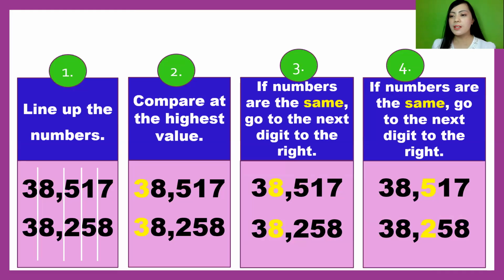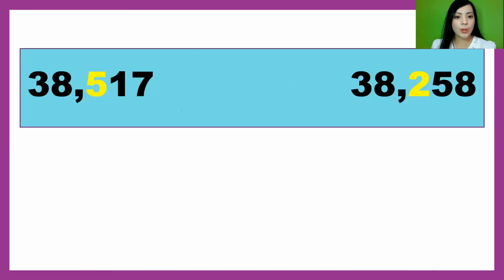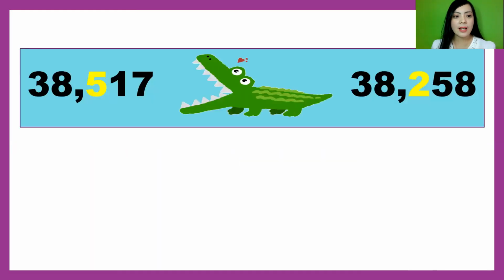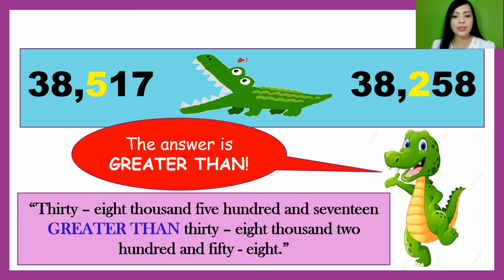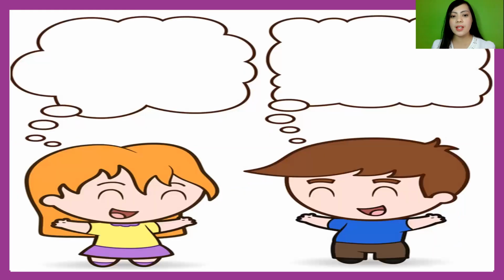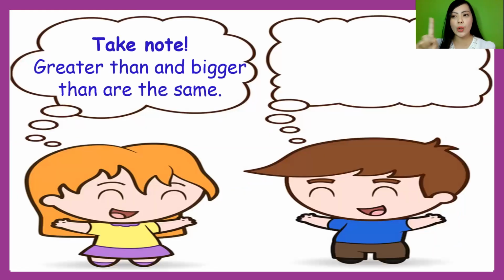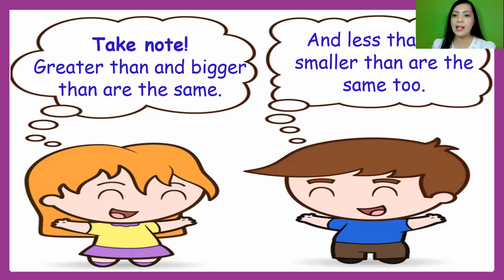So the next digit to 8 is 5. The next digit to 8 is 2. So what do you think is bigger, 5 or 2? The hungry alligator will eat 5 rather than 2. So the answer is greater than. 38,517 is greater than 38,258. Okay, take note. Greater than and bigger than are the same. Less than or smaller than are the same too.